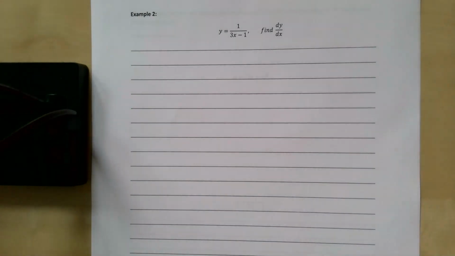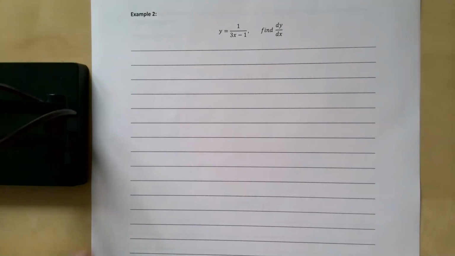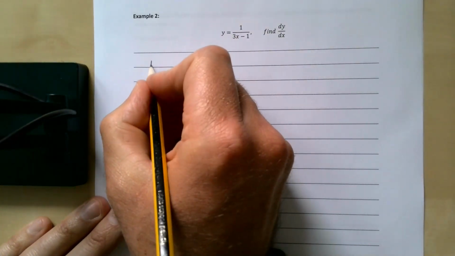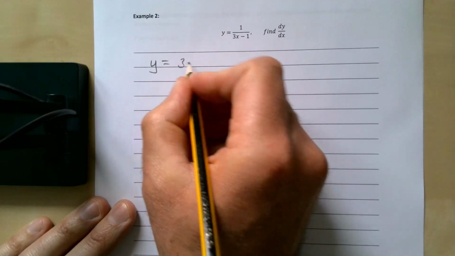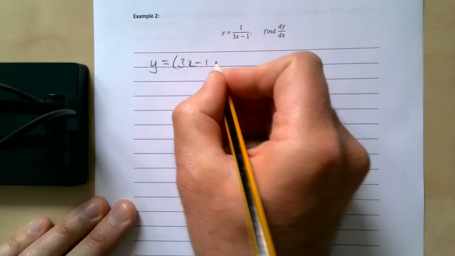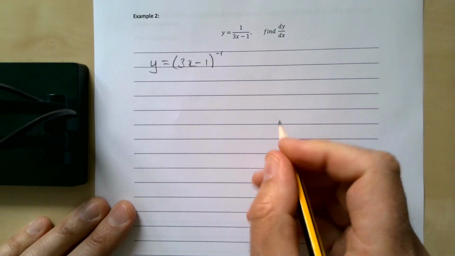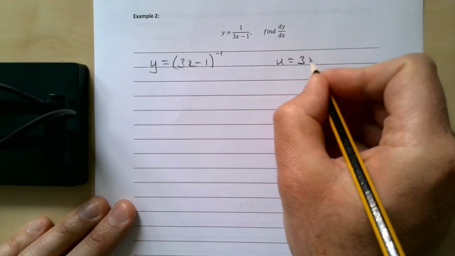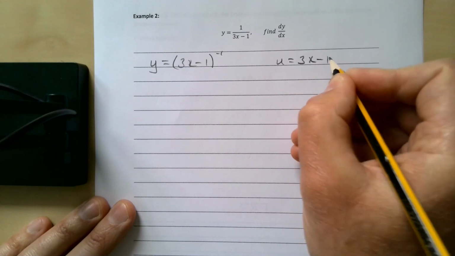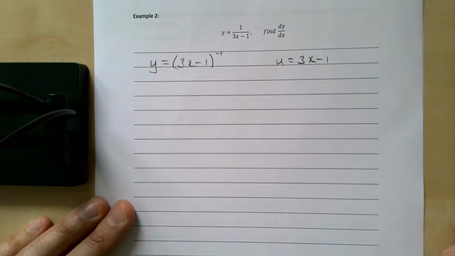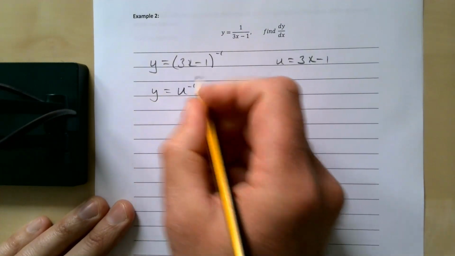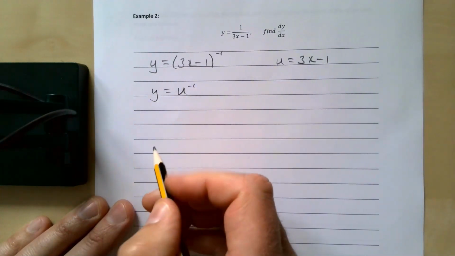So we have this one here, and this is a quotient one. Again, we could do it a couple of different ways, but I'm going to rewrite this as y equals 3x minus 1 to the power of minus 1. Again, quite similar to the previous one. I'm going to let u equal 3x minus 1. This is our new way of doing this using the chain rule. y equals u to the minus 1 because I've let u equal the bracket.